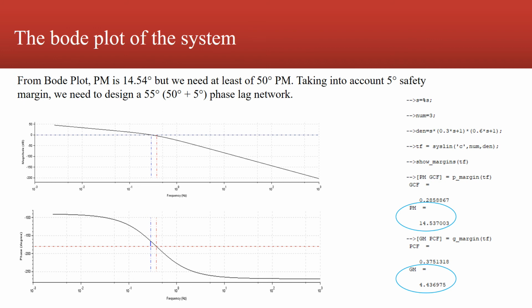Taking into account a 5 degree safety margin, we need to design a 55 degree phase lag network. Now I'm going to show all the steps to draw the Bode plot in Scilab and also get the phase margin and gain margin.